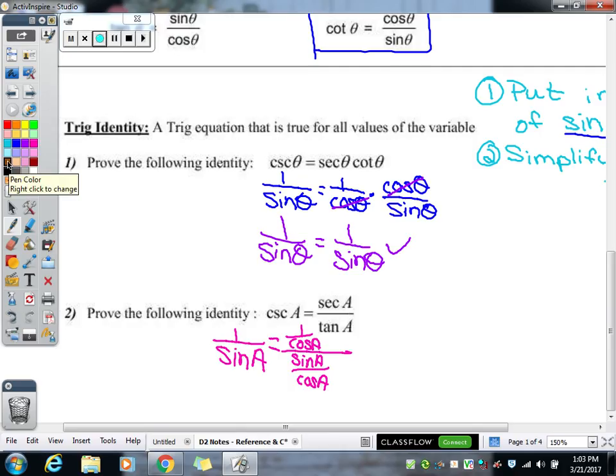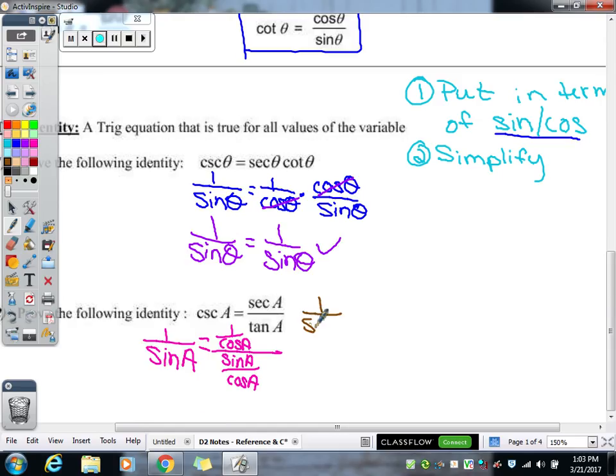So again, I have to think back to our fraction rules. I have a fraction divided by another fraction. What do we do? Keep, change, flip. So my left side is still 1 over sine A. I'm not changing that one. So I'm going to keep it as 1 over cosine A. Change to multiply. Flip my bottom fraction. So it becomes cosine over sine.